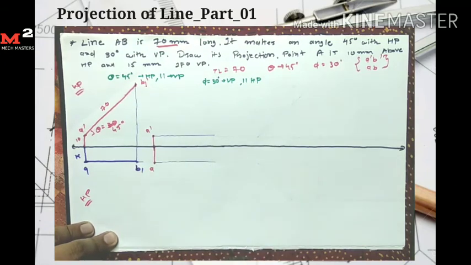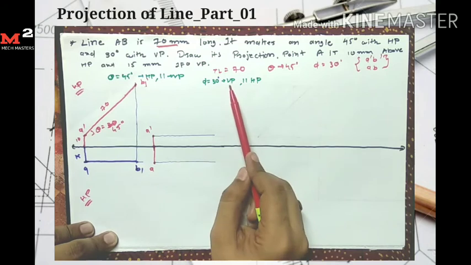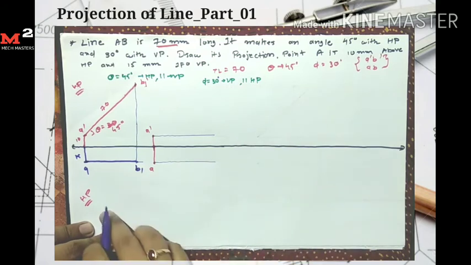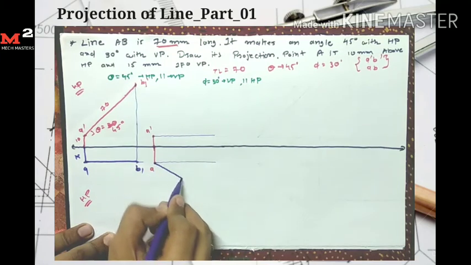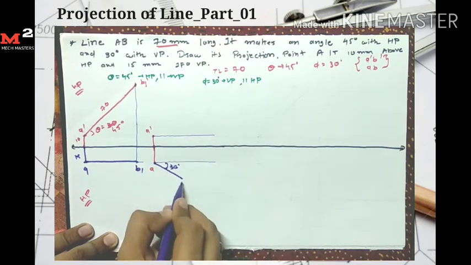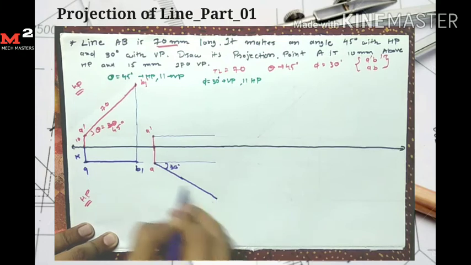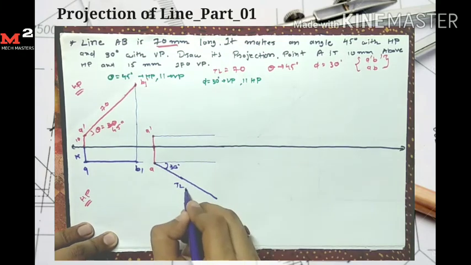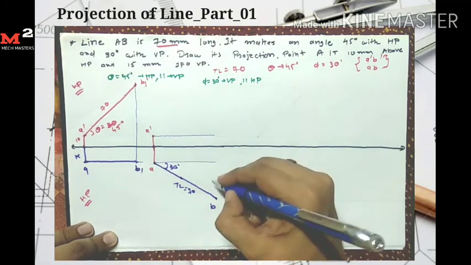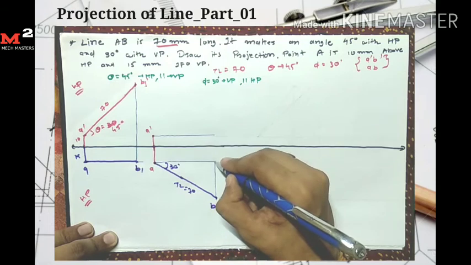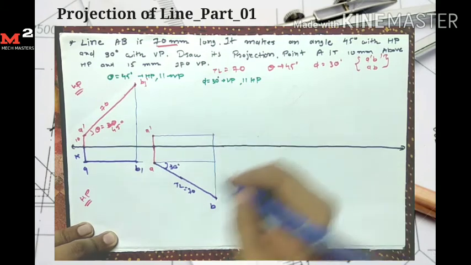Now, it makes an angle with VP, so we represent this angle on the horizontal plane. The angle is 30 degrees. So from here I measure the angle of 30 degrees and the length equal to the true length, 70 mm. So here I get the point B. Now from B I take the projection up to the locus of A dash.